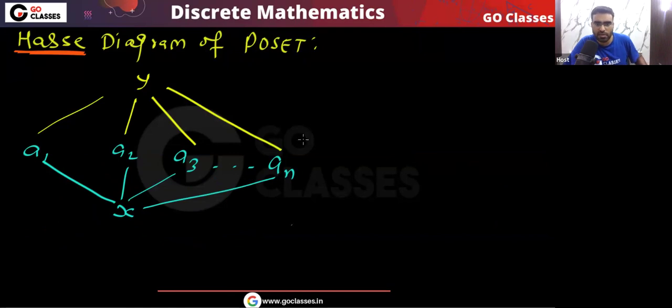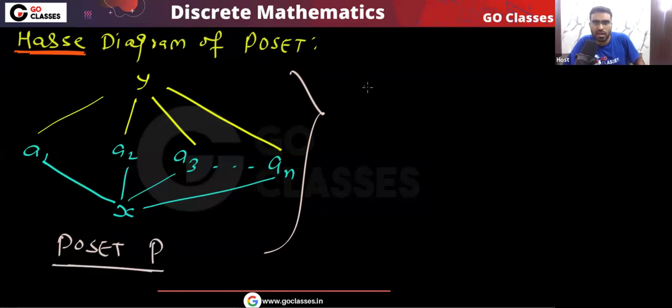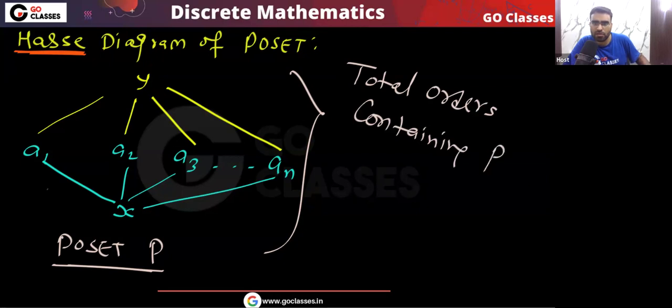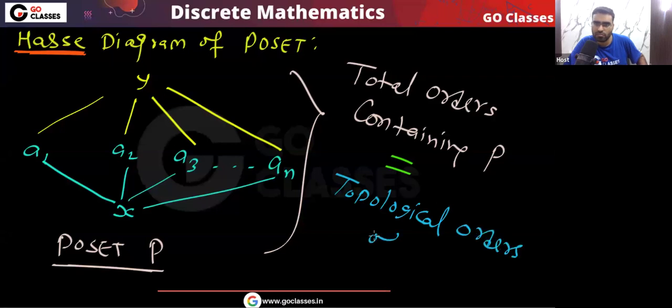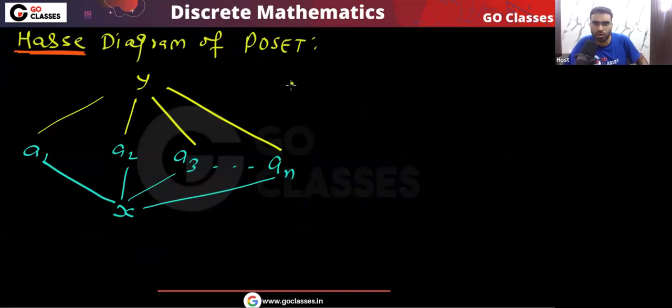Now what is the question asking? This is your POSET P. The question is asking how many total orders contain this P. Total orders containing P is the same as topological orders of P. Just find the topological orders of P. So what will be the topological orders of P?